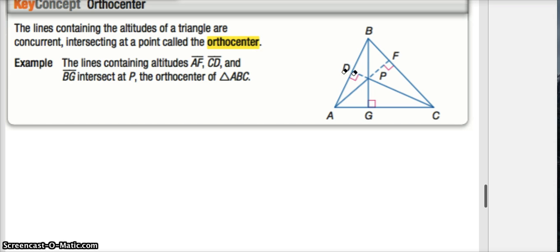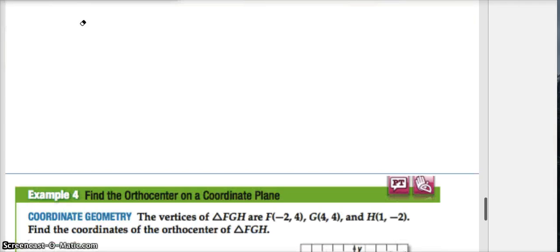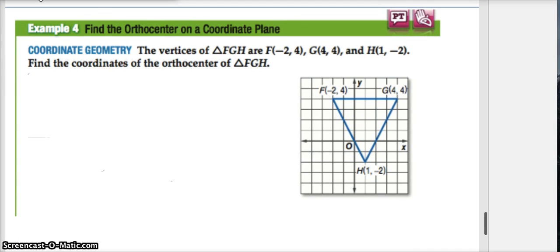We talked a little bit earlier about the orthocenter not necessarily being in the middle of the triangle, or not necessarily being inside the triangle. So the lines containing AF, CD, and BG intersect at point P, and that's the orthocenter. So that's not really a theorem. I said it was, but it's really just a definition, which we're comfortable with. And so now we're going to find the orthocenter in this example.